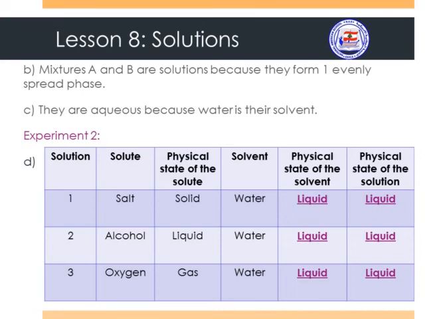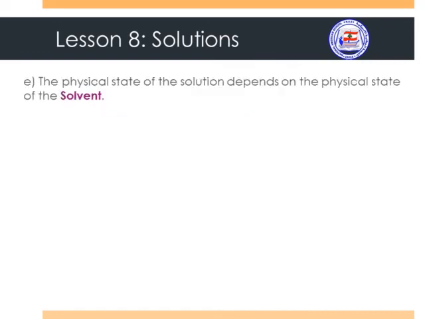In solution 2, alcohol is the solute because it has a lower volume or a smaller volume than distilled water. Part E. Does the physical state of a solution depend on the physical state of the solute or on the physical state of the solvent? So we already covered this. We said that the physical state of the solution depends on the state of the solvent. Please make sure to copy all the answers on your copybook.